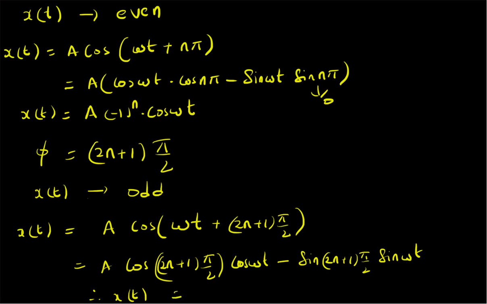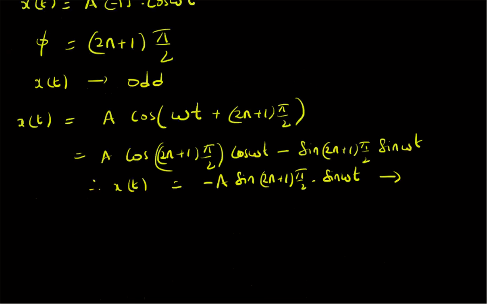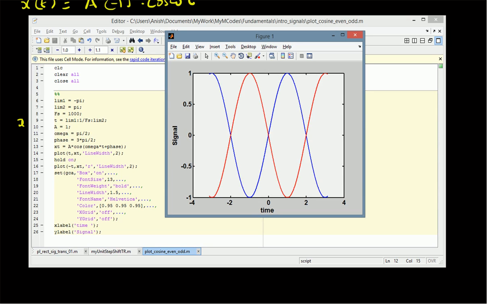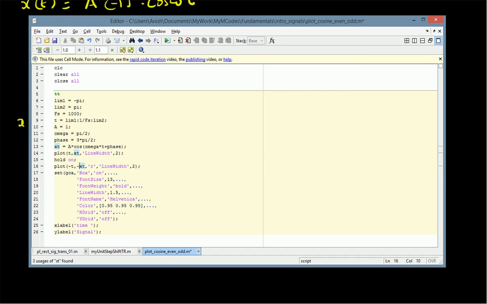So x of t is basically minus a times sine of 2n plus 1 into pi by 2 multiplied by sine of omega t. This is always an odd signal because everything else is basically a constant. So whenever the phase term is equal to an odd multiple of pi by 2, x of t is an odd signal. Clearly x of t is not equal to x of minus t. However, it is equal to minus of x of minus t.